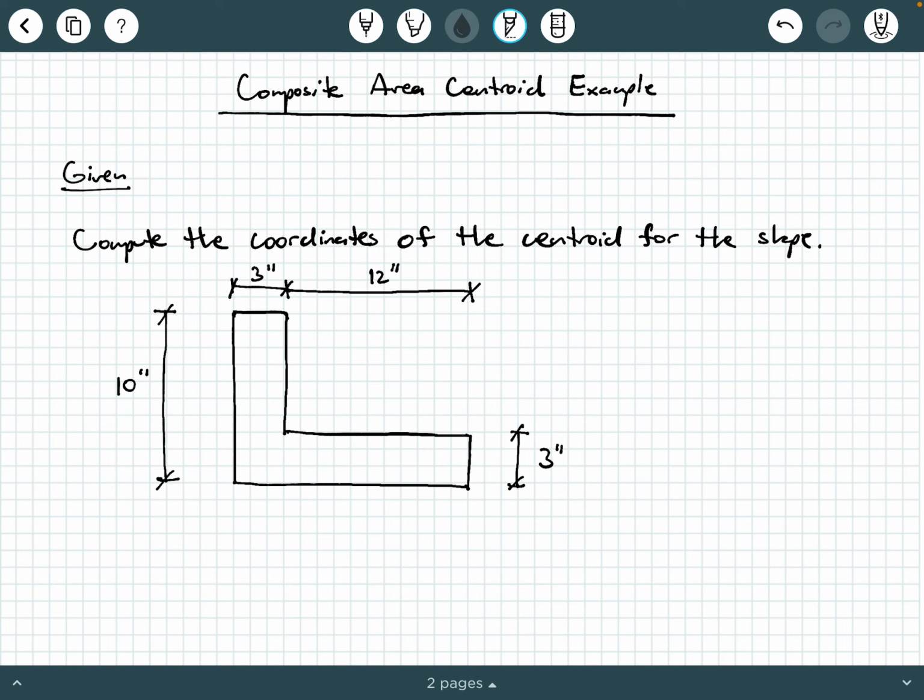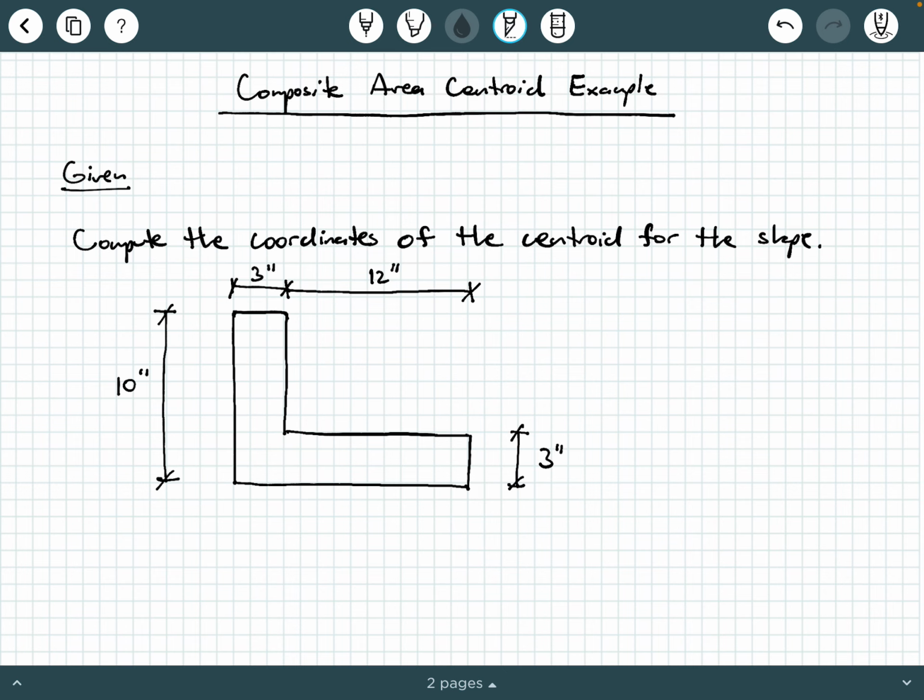So in this particular example, we have this L shape. It's made of two simple shapes, two smaller, simpler rectangles. Whenever we deal with a composite area, we can always separate the different area segments into their smaller, simpler areas, and we usually have some options for this. In this example, we're being asked to compute the coordinates of the centroid for the shape.